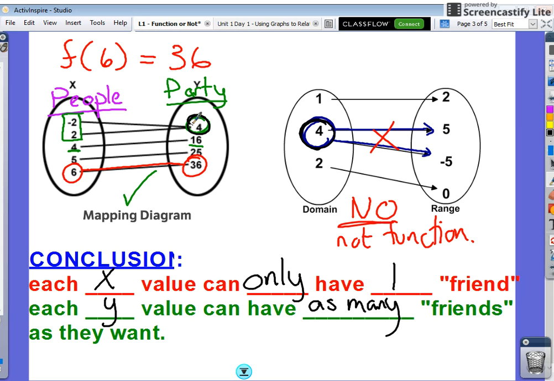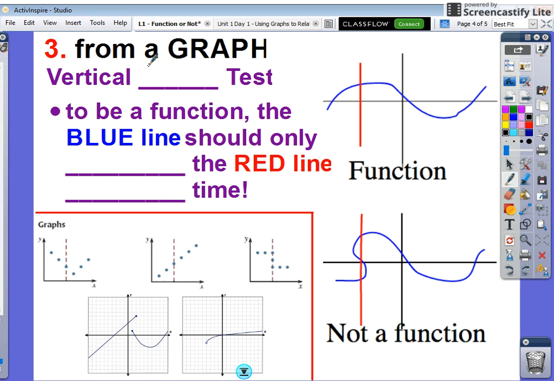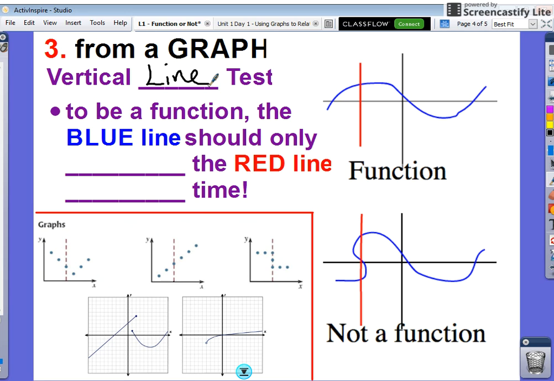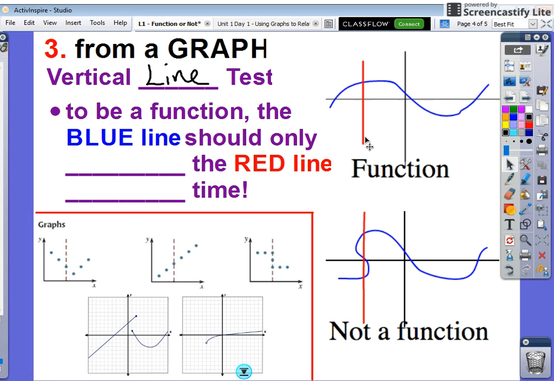The last option is the easiest one. It's called the vertical line test. So basically what the vertical line test is, it's a vertical line, exactly like you see here, a vertical line that moves back and forth across the graph to prove that something is a function or not. So what we do is, to be a function, the blue line should only touch or cross.